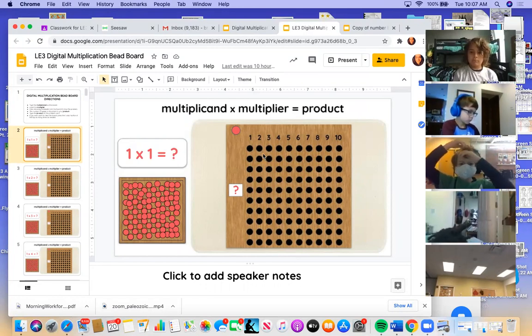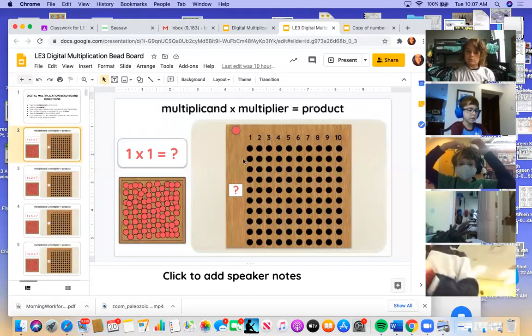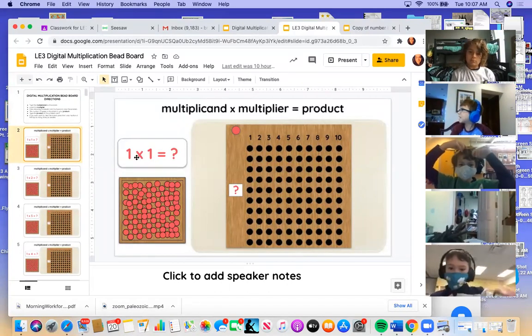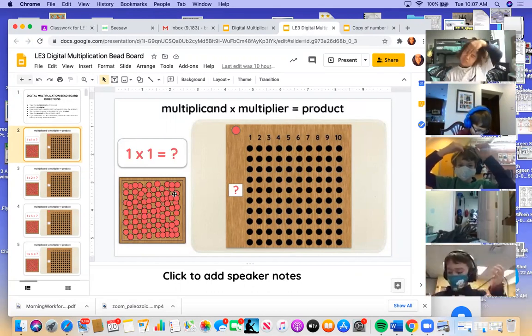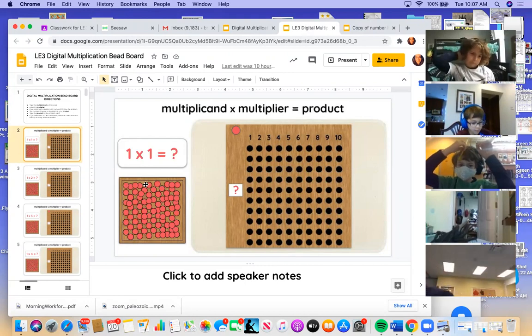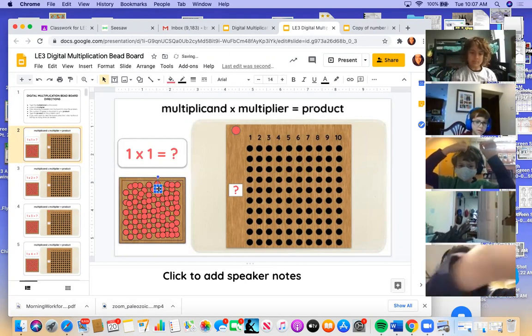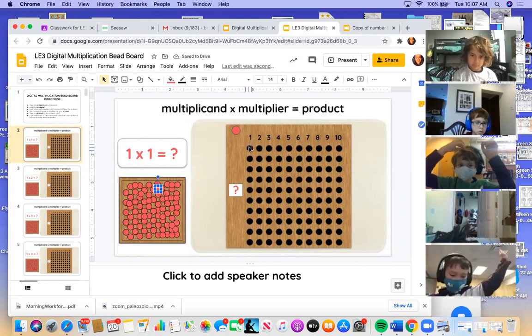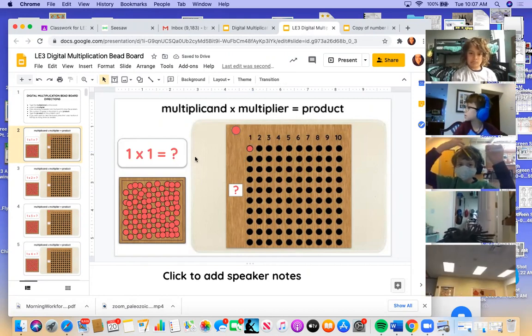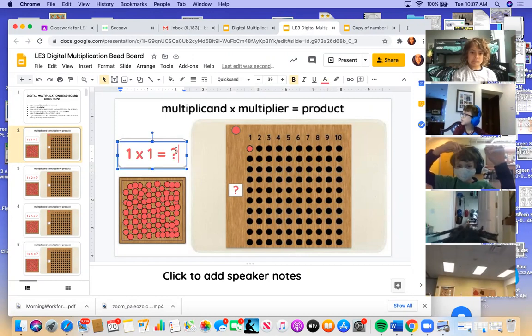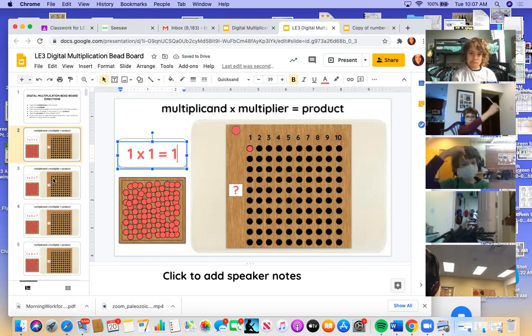So, 1 times 1. Your multiplier is the second number you're multiplying by. It'll become clear after, so let's just do the first one here. We have one group, 1 row of 1. So I can grab one of these little beads and stick it here on my board. And I have 1 row of 1, or 1 times 1, which is what? 1. Just 1.